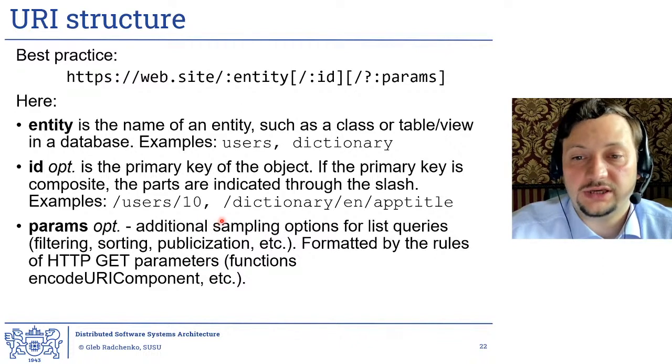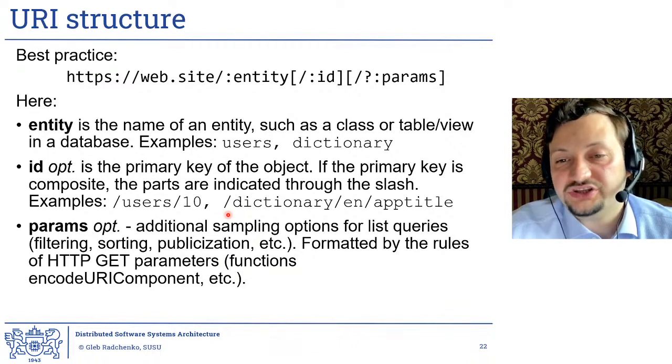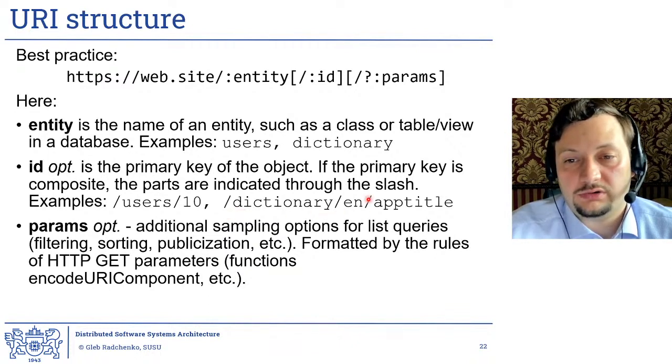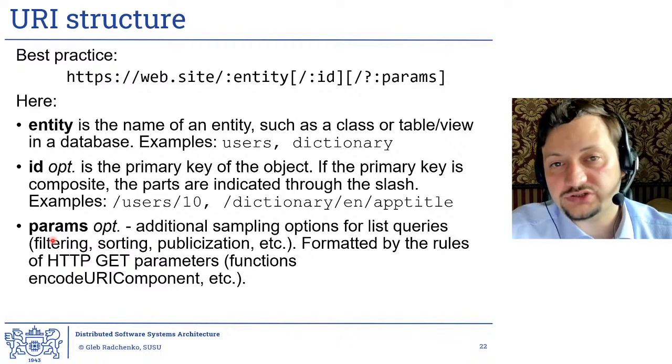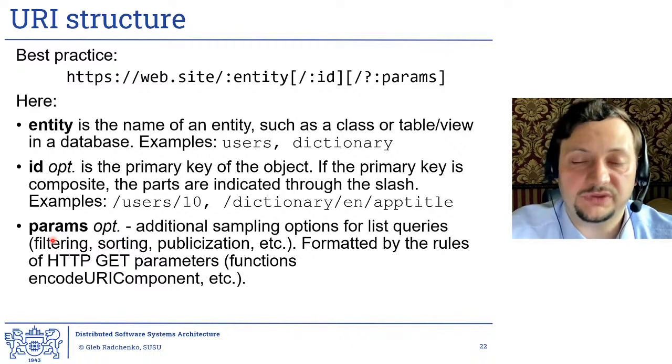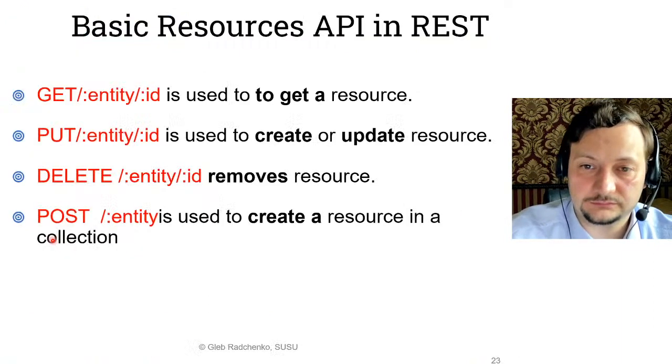If we would like to get some element of our dictionary from our English part, then we should put dictionary, English, app title. Or we can also put some parameters here to get some filtering if we get a list of the entities that we want to work with.